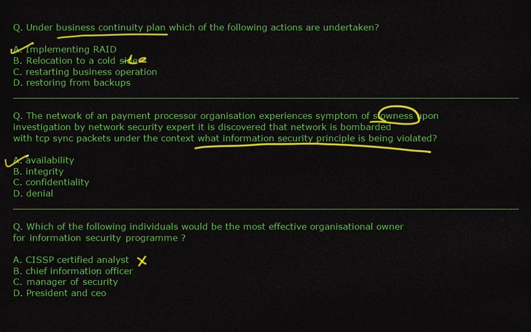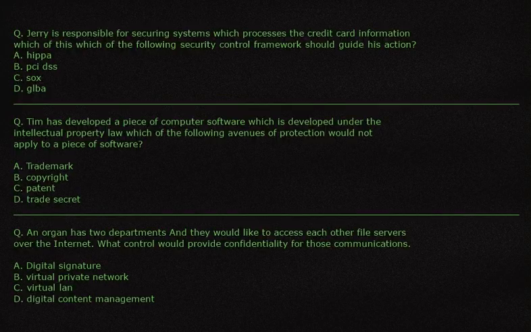Next is given as chief information officer, which is also not correct. And next is given as manager of security. He may be involved in the security program of the organization, but he is not the organizational owner. So the correct answer is D, president and CEO. Let's move on to the next question.